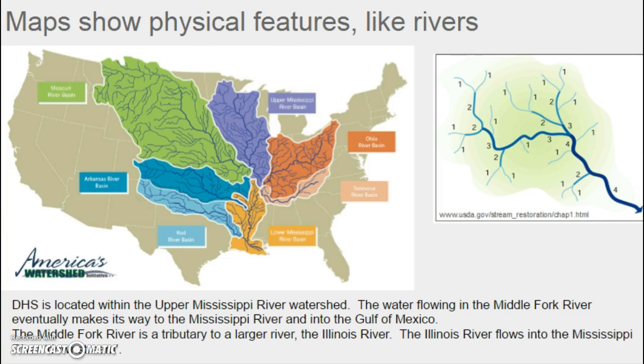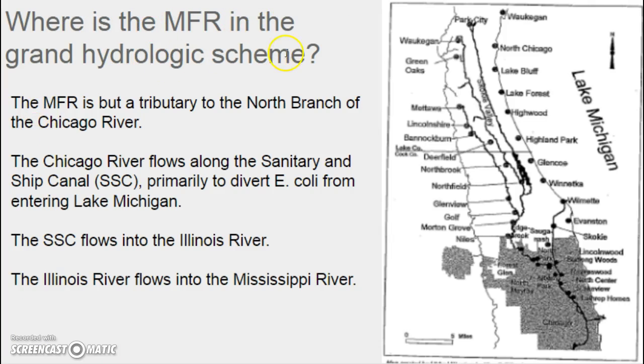More on that shortly. So where is the Middle Fork River in the grand hydrologic scheme? Well, the Middle Fork River is but a tributary to the north branch of the Chicago River. And the Chicago River actually flows into the Sanitary and Ship Canal, which is SSC, primarily to divert E. coli from entering Lake Michigan. So here at Deerfield, we are located right here, along the Middle Fork. East of us is the Skokie River, and west of us is the West Fork. These three come together and eventually merge into the North Branch, or in this case, into the Chicago River. Eventually, they merge into the Sanitary and Ship Canal, and it flows into the Illinois River, and eventually the Illinois empties into the Mississippi River.